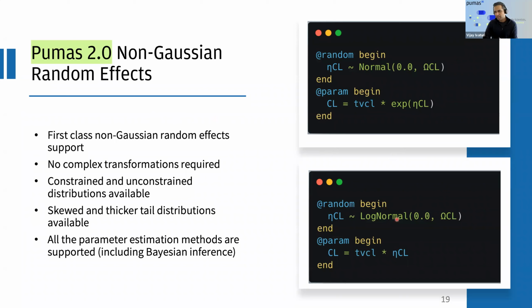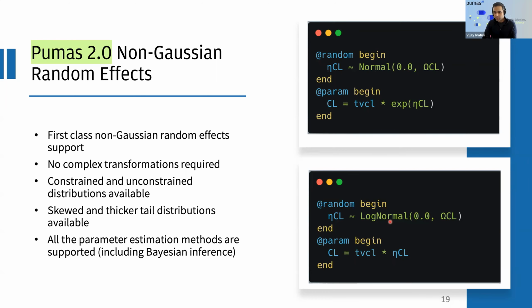So here is a very simple example that I'm showcasing. Here I'm saying my eta CL is normal. This is the normal way we write it, right? And then for our actual equation, we say clearance is TVCL times exponential of eta CL. But here, I apologize, this should be the pre block, not the param block. But now, instead of writing this, you can say it is log normal, and then you can say TVCL times eta CL. Now, this brings a lot of flexibility because we support many distributions.